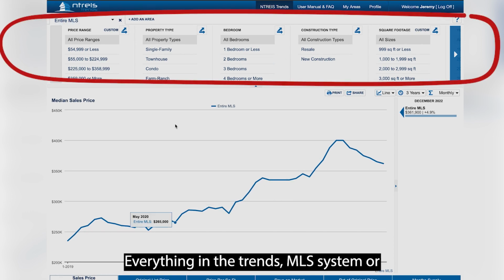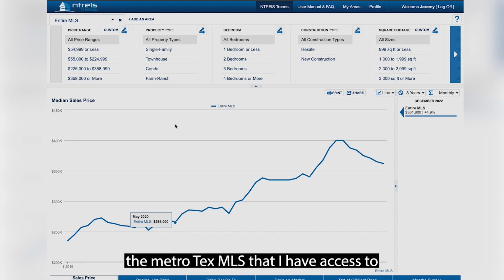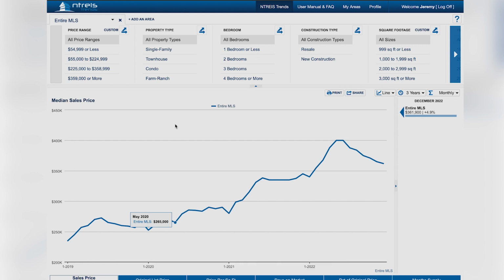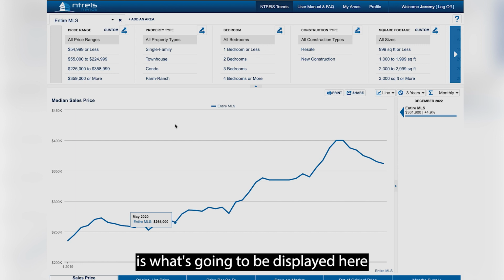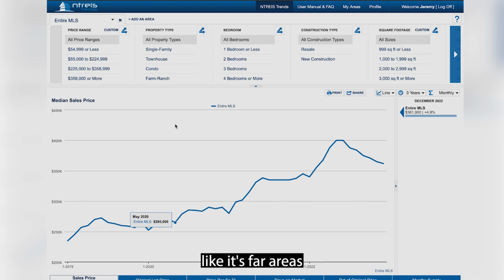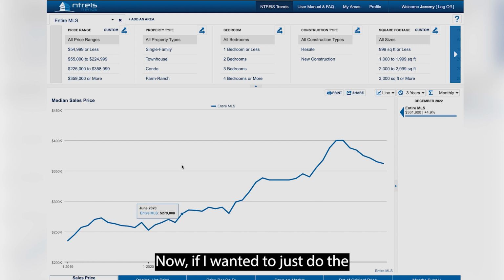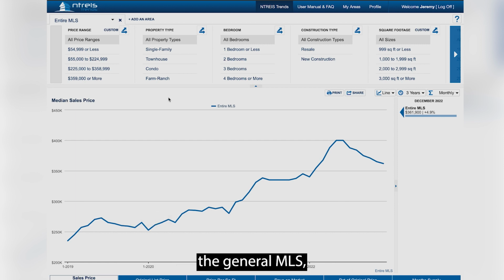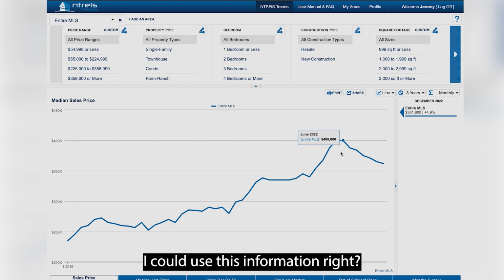Everything in the Metro Tex MLS system that I have access to is what's going to be displayed here. And our market, I mean, it's all over the place. It's DFW, it is parts of Louisiana, it's Lubbock, like it's far areas and it's close areas. So you got to kind of filter it to the exact area you want. Now, if I wanted to just do the general MLS, I could use this information, right?